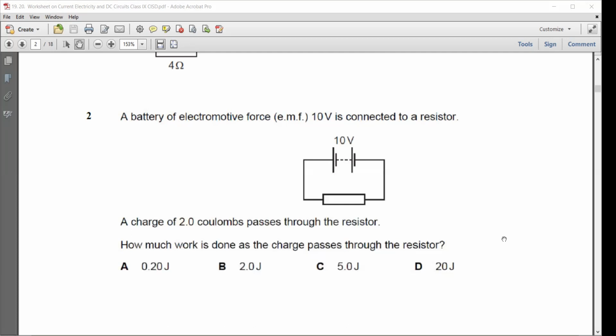Current equals charge by time. This is for clearing your doubts about the charge and current. Now for this question, we have the formula EMF equals work done by charge. So we are going to find the work done. Make work done as the subject. Then work done will be EMF multiplied by charge. Clear now? Yes, sir. 10 multiplied by 2, 20 joules.